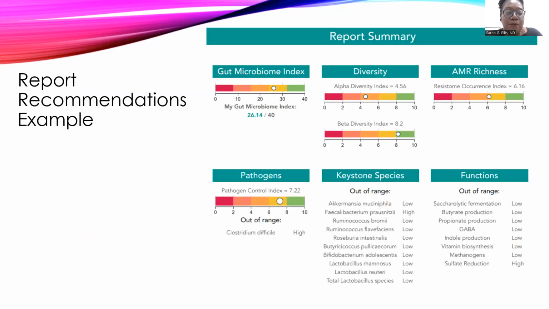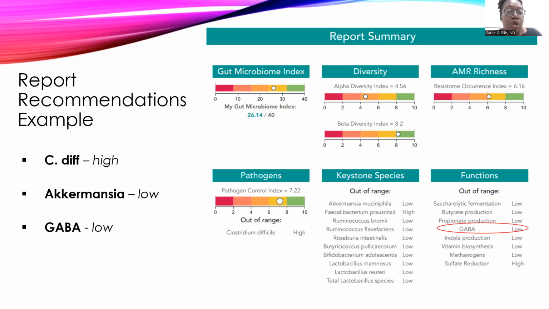So here's an example. Now we have a patient that has high C. diff, low Akkermansia, low GAP. So what does the report recommendation say to help improve this patient's dysbiosis?